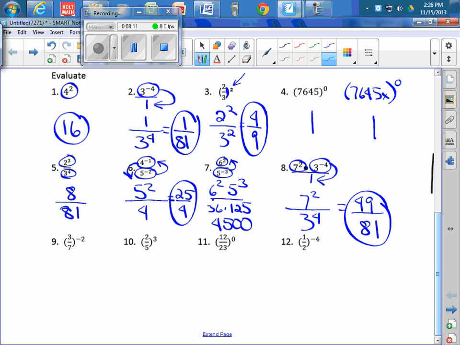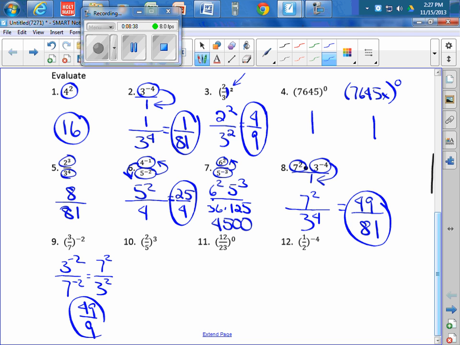And number 9, 3 sevenths to the negative 2 power. What this is saying is that this negative 2 covers one thing, and that's the parentheses, which means everything in the parentheses gets raised to the negative 2 power. If it's in the denominator, put it in the numerator, make it positive. If it's in the numerator, put it in the denominator, make it positive. 49 over 9.